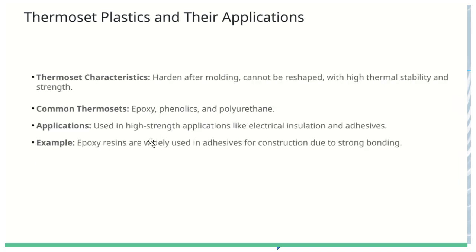Thermoset plastic and its applications. Thermoset characteristics: it becomes hardened after molding, cannot be reshaped, and has high thermal stability and strength. For example, epoxy, phenolics, and polyurethane. Applications are in high strength uses like electrical insulation and adhesives. Epoxy resin is widely used in adhesives for construction due to strong bonding.